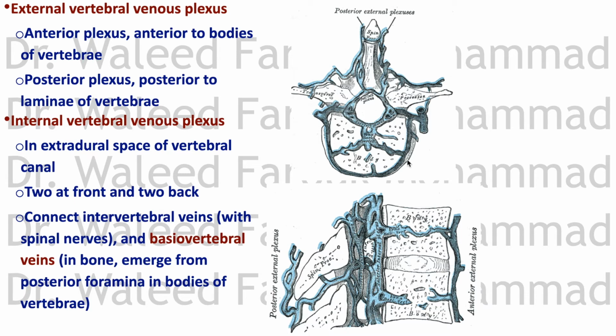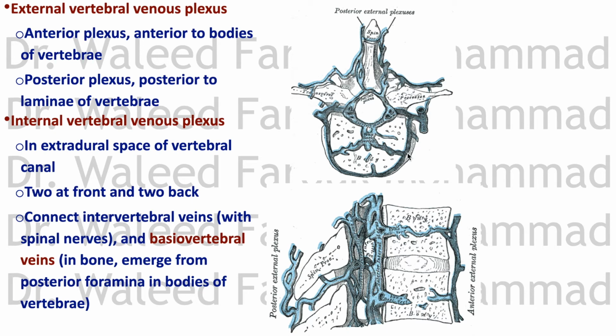We have an external plexus formed of anterior and posterior parts, posterior to the lamina, as you can see here. And it's connected to an internal vertebral venous plexus that's present in the epidural space. Remember the epidural space we talked about? The epidural space contains the internal vertebral venous plexus. It's defined as two anterior and two posterior venous columns connected within the vertebral canal, and they also receive the basivertebral veins, which are the veins coming out of the bodies of the vertebrae that drain the vertebral column itself.